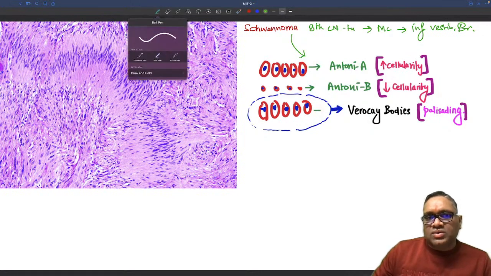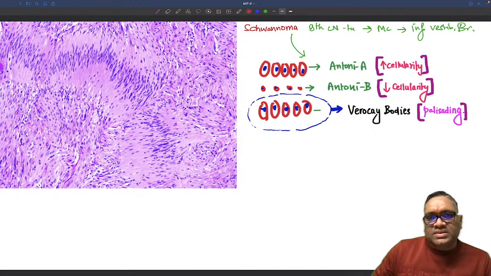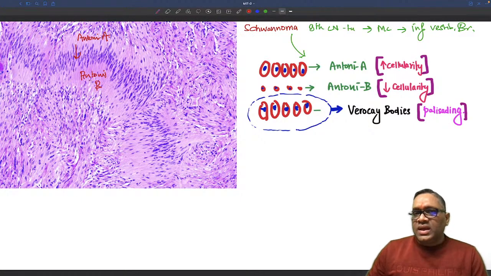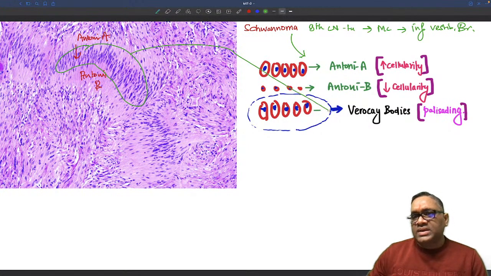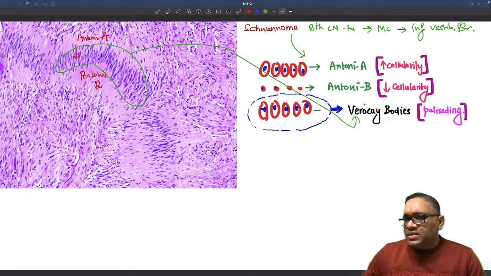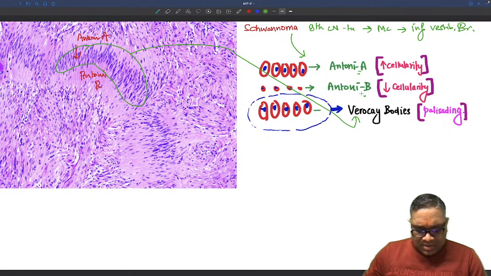So in this diagram also you can see, this is the Antoni A area, Antoni A, and this is the hypocellular area which is called Antoni B, right? So that is how we will identify the Antoni A and Antoni B areas. And then we will see that this collection of tumor cells is known as Verocay bodies, right? So Verocay bodies are present in which area, Antoni A or Antoni B? Verocay bodies are seen in the Antoni A.